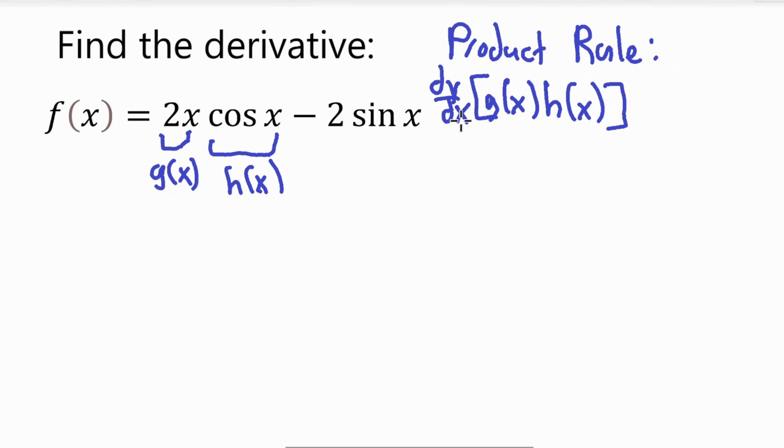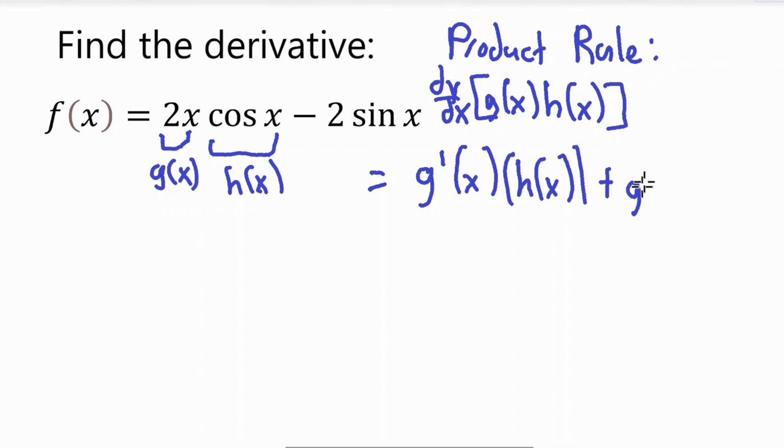So if you want to find the derivative of the two functions multiplied, the derivative is equal to g prime of x, so the first function's derivative, times h of x, just normal, plus just normal g of x times h prime of x. Okay, so basically the derivative of the first entity times the second entity plus the first entity times the derivative of the second entity.